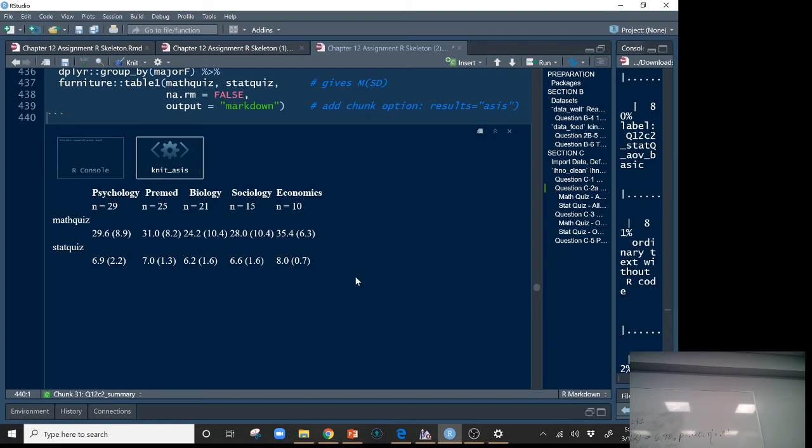Okay, so for the homework, I just want you to enter these averages to 1 decimal place. Just type these in.